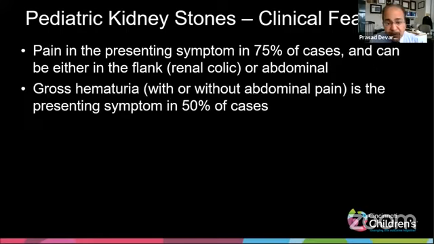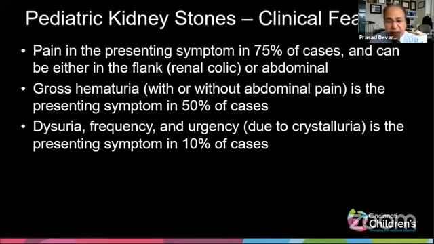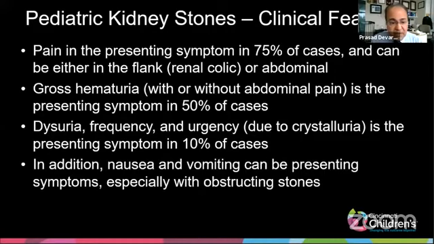They can have gross hematuria with or without abdominal pain. Patients can present just with gross hematuria. Sometimes they will present with no gross hematuria, no pain, but with dysuria, frequency, and urgency. All symptoms that we think of as UTI or cystitis, and we do culture after culture after culture, and everything is negative, but it turns out that the crystals in the urine cause irritation of the bladder and the external genitalia, and frequently that is the presenting symptom of crystals in the urine as well as kidney stones.